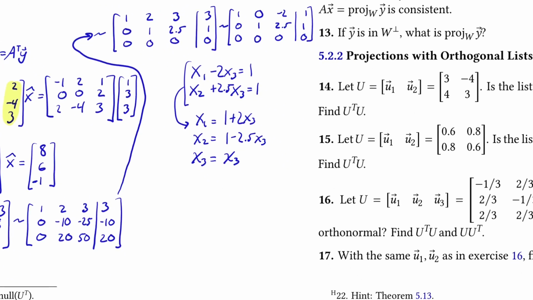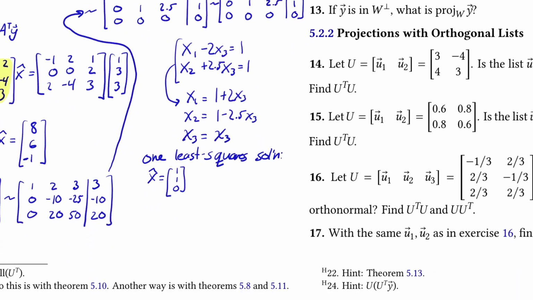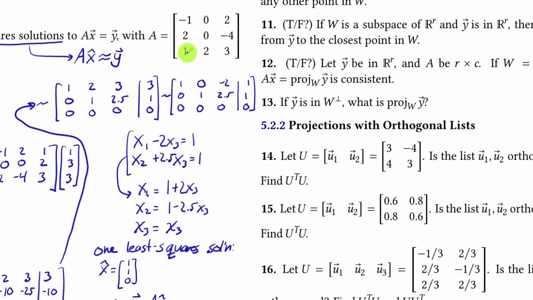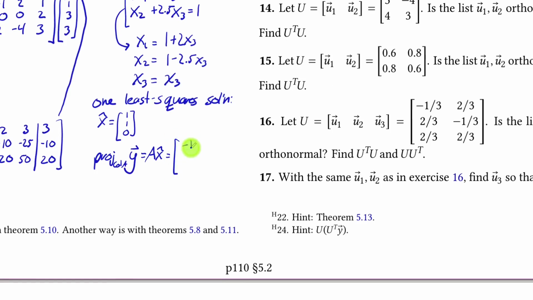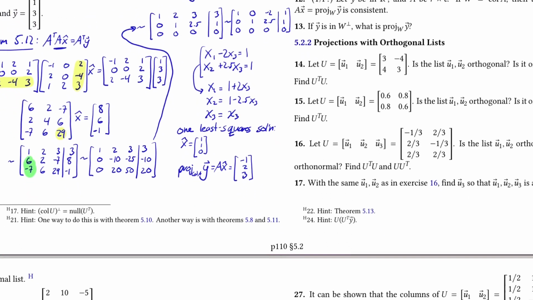So one example of a least squares solution is if you just let x3 be 0. That just gives you 1, 1, 0. And we can find the nearest point of the form Ax to the vector y by just doing A times this 1, 1, 0, which will just be 1 times the first column plus 1 times the second one. That'll be -1, 2, 3. And yeah, that doesn't seem too far from y hat.